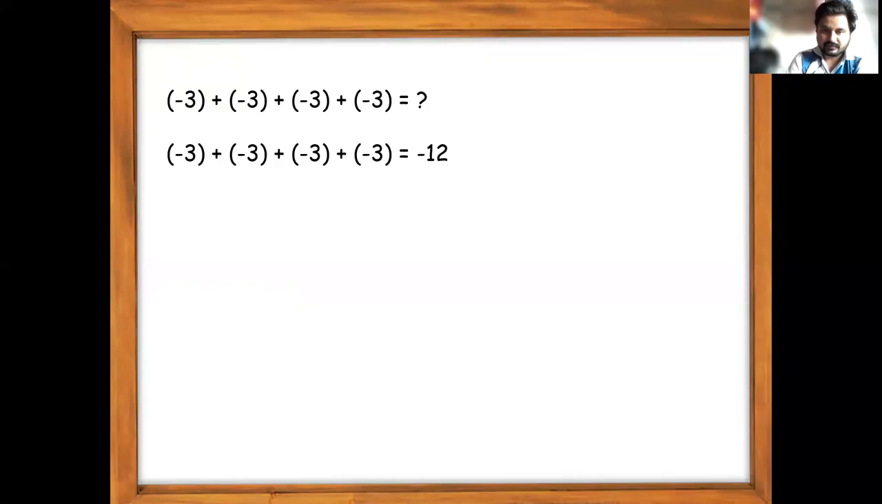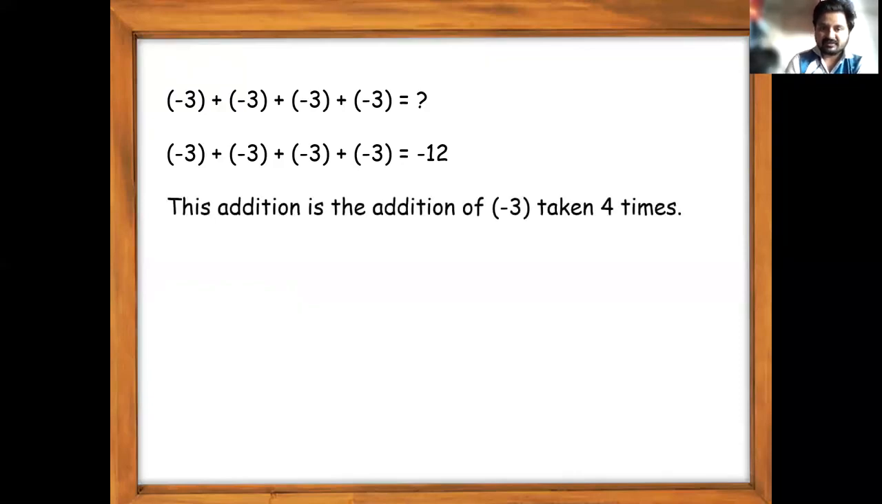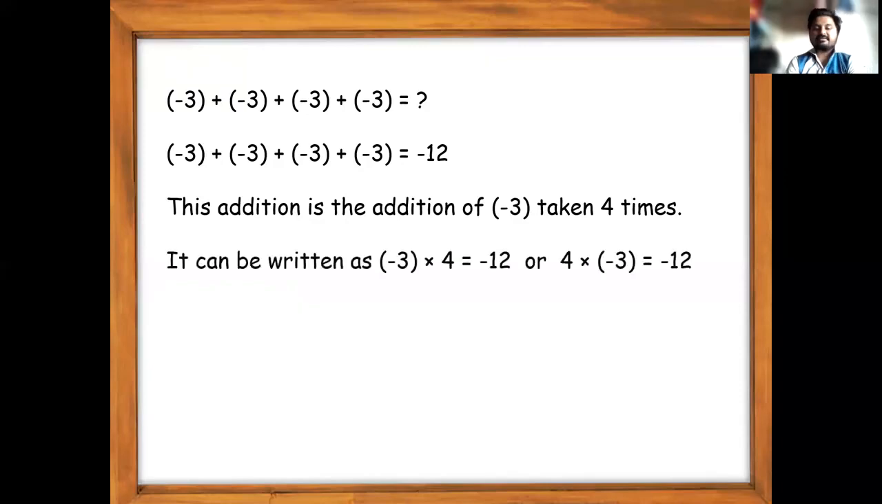Excellent, student. So basically, this addition is the addition of -3 taken 4 times. So it can be written as -3 multiplied by 4, as it is repeated 4 times. The answer would be -12. Or we can write 4 times -3 is repeated. So the answer would be again the same, -12.